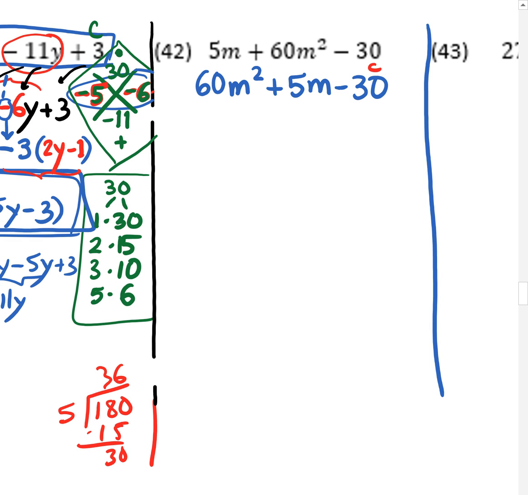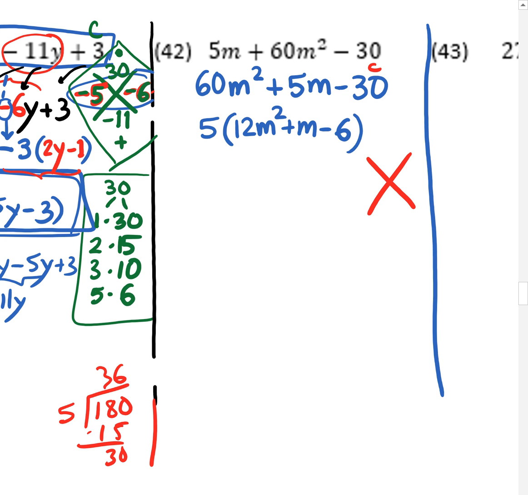Alright, now there is a greatest common factor. 60, 5, and 30: 5 divides into all of those. 5 times what is 60? That'd be 12m squared. 5 times what is 5m? That'd be m. And then 5 times -6 makes -30. Alright, I think that's nice. We still have to do the diagram thing, but at least the numbers are smaller.